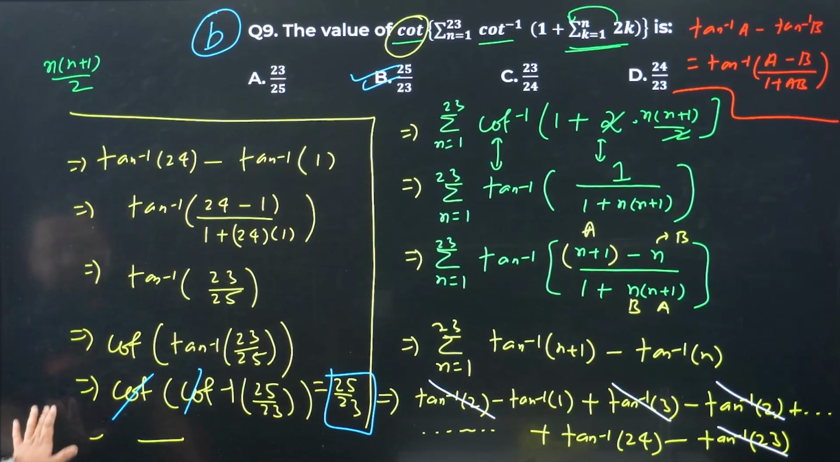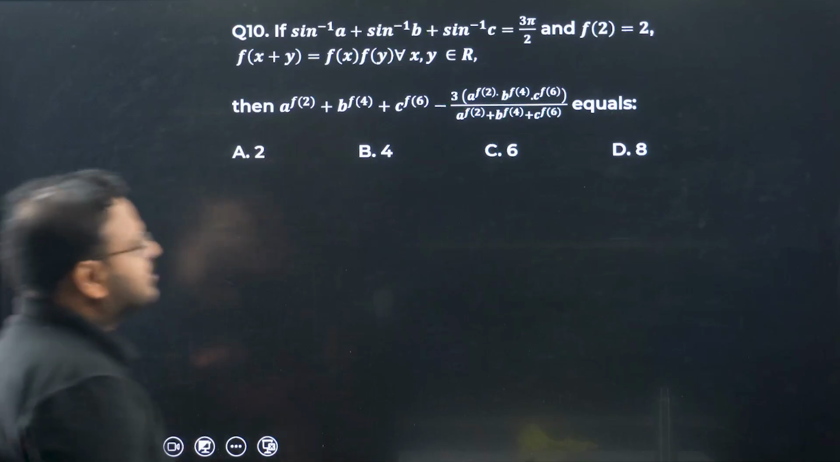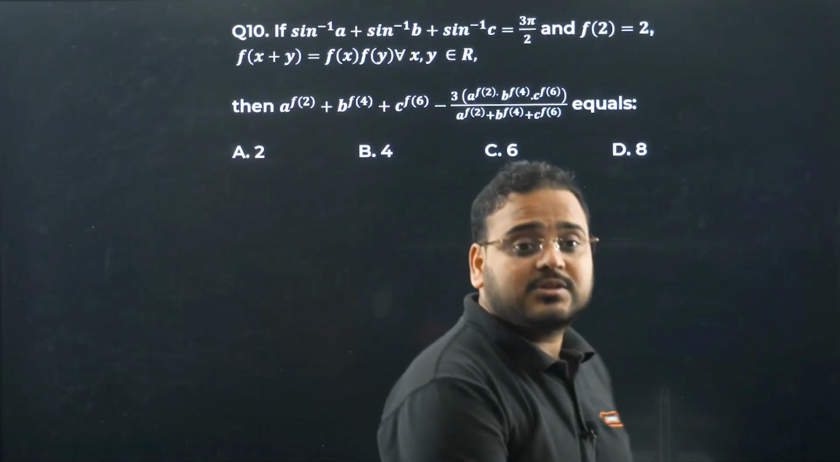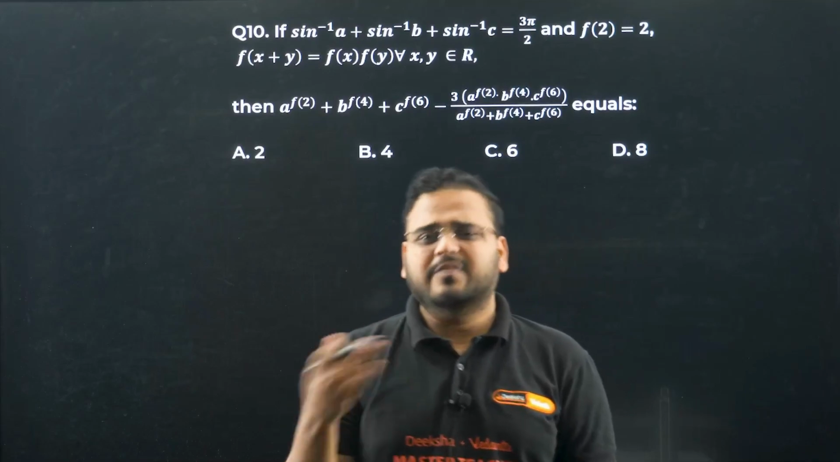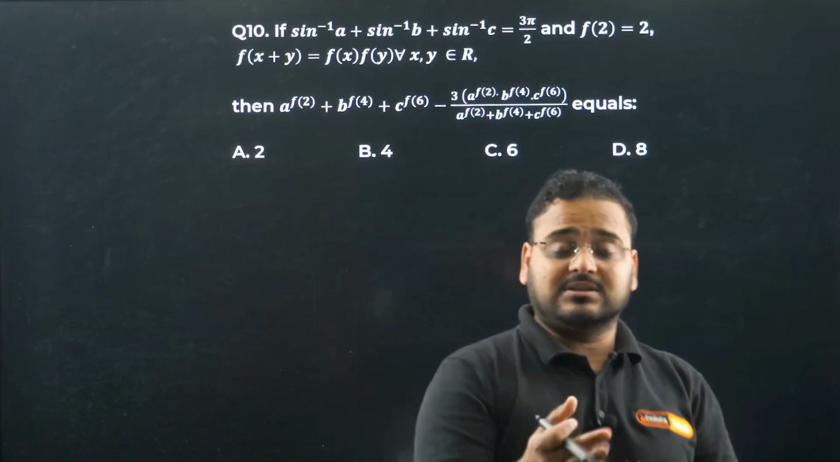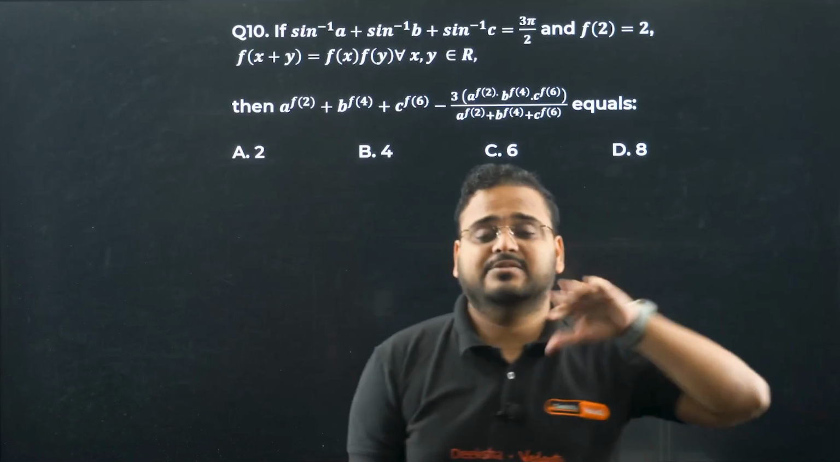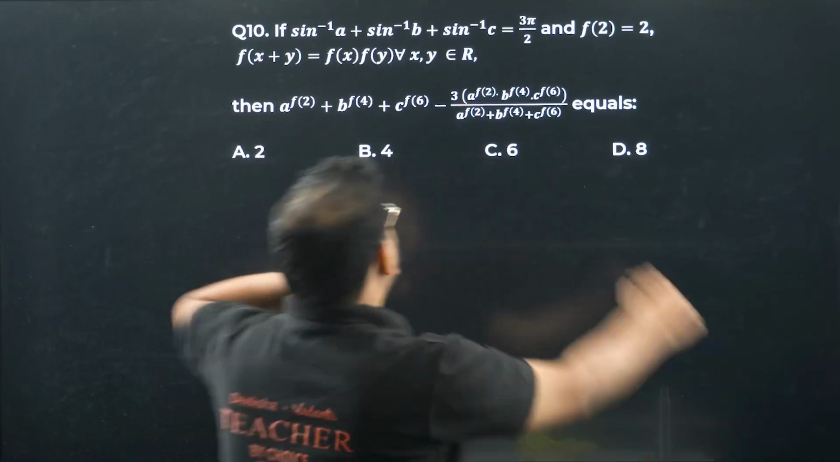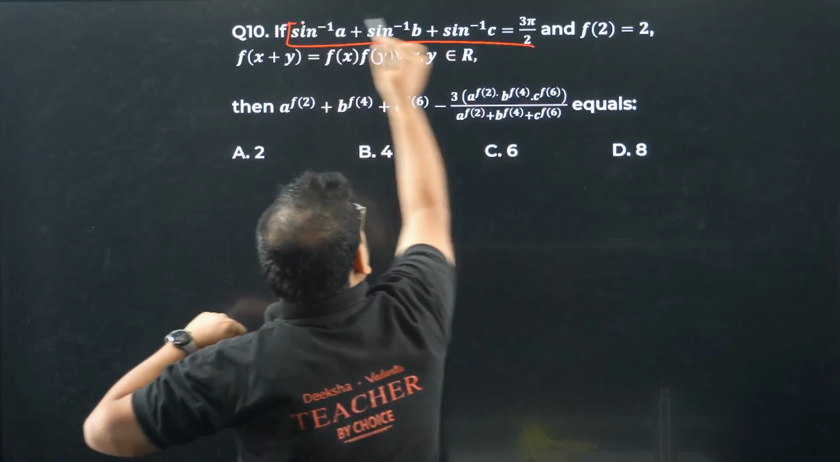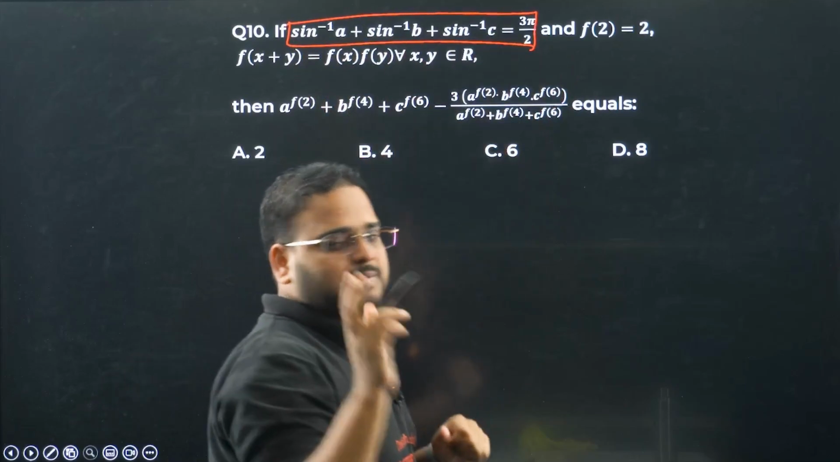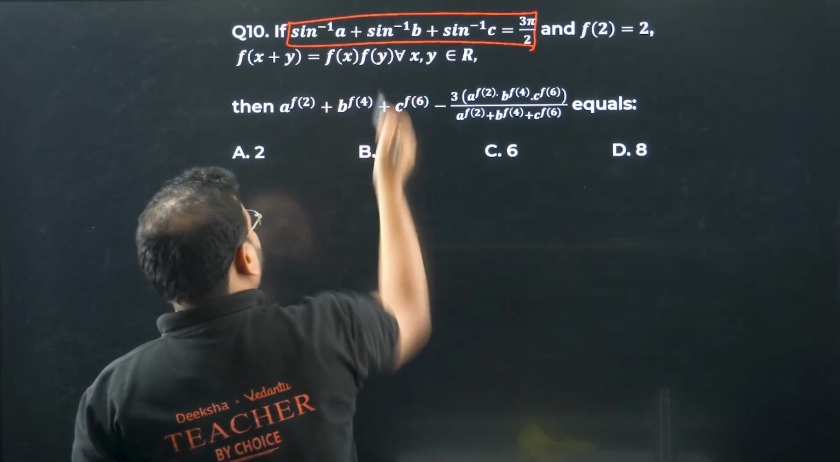Question number 10, the last question of the day. We'll complete it and complete the session. Again, a difficult question, sir. Very difficult. It's not difficult. It has a little more concept in it, but this is very, very simple. I'll show you how. If you can solve this question from here, your question is done in 2 seconds. Please check. Sin inverse of A, sin inverse of B.